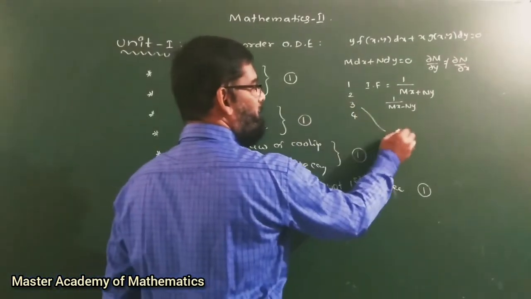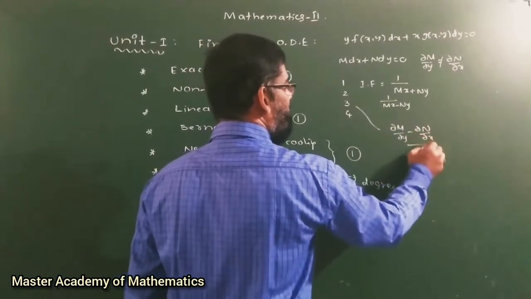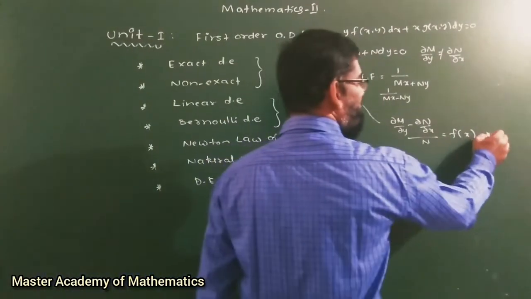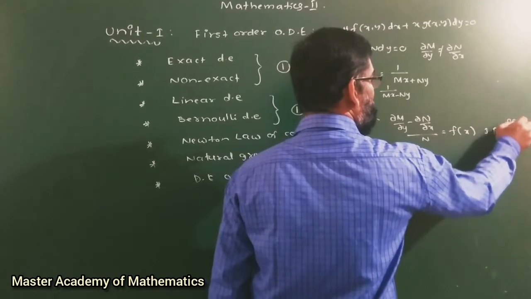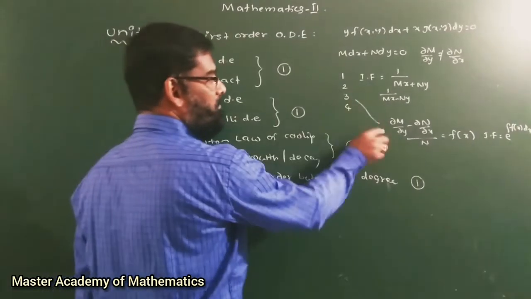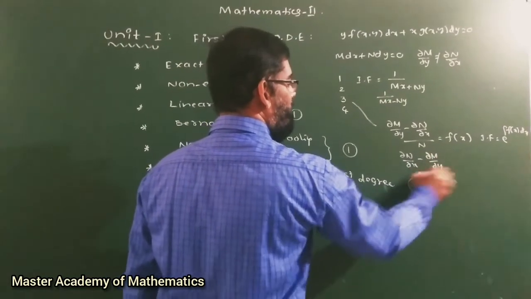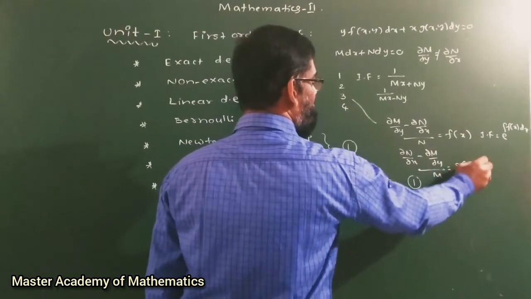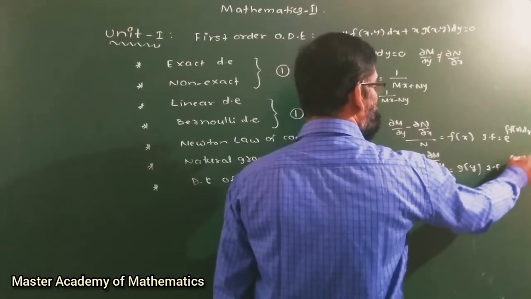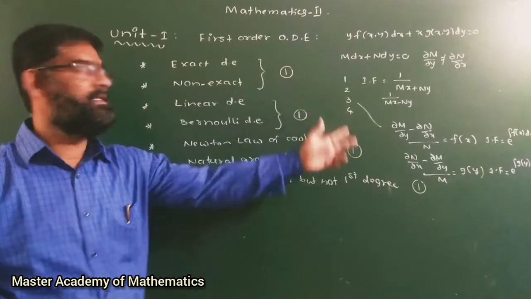Third method, it is nothing but you are calculating dou M by dou y minus dou N by dou x divided by capital N. That should give only function of x. In that case, you can calculate the integrating factor. It is e power integral of f of x dx. That is third method. Fourth method is dou N by dou x minus dou M by dou y divided by capital M. That should give function of y and your integrating factor is nothing but e power integral of g of y dy. So this is the way how you can identify the different methods in the non-exact.